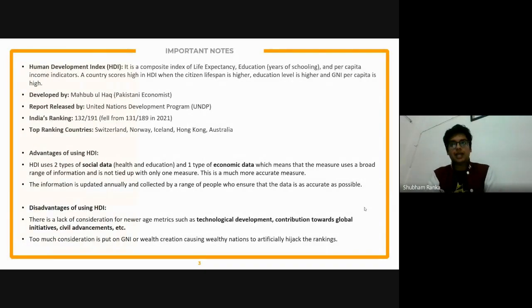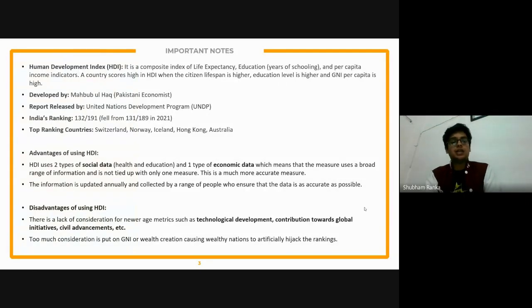But again, I generally don't agree with these advantages. I generally don't like any of these indexes because I feel they are very restricted in the idea that they want to present. So the disadvantages for HDI: A, it lacks consideration of any new age metrics, right? Like how much technological development has happened, the contribution towards global initiatives by the country or the humans there, any civil advancements, what you are doing for the people generally. It is considering only three very important things, but not any new age things. So if a country is trying to progress in any of these sectors, it won't be calculated in the Human Development Index. Even though technology can be a very important thing to better the life of people in that particular country, right? But it can't calculate that. So that is one of the disadvantages.